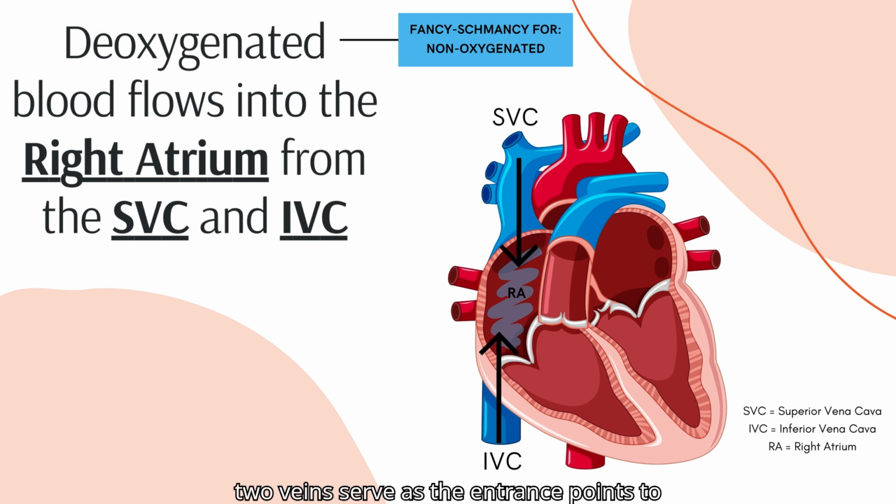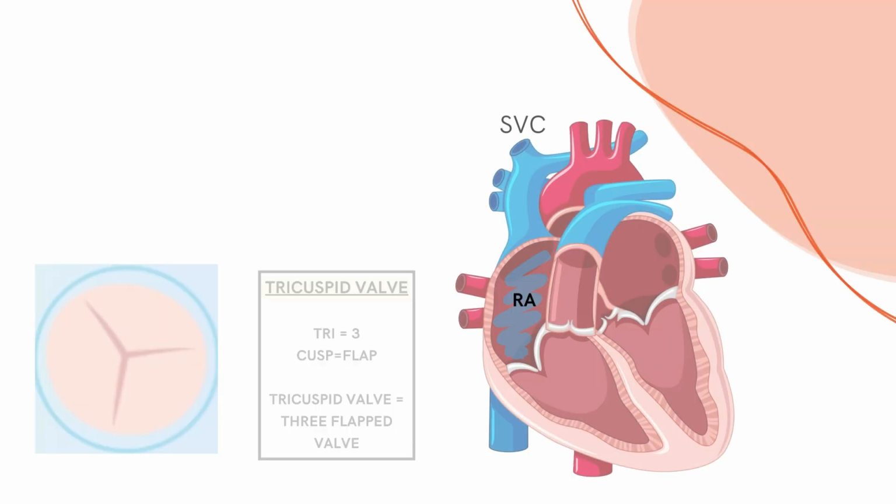These two veins serve as the entrance points to the right atrium. It's important to remember that the blood here is deoxygenated, meaning it already delivered oxygen to the tissues and is now carrying carbon dioxide and other waste products back to the heart.